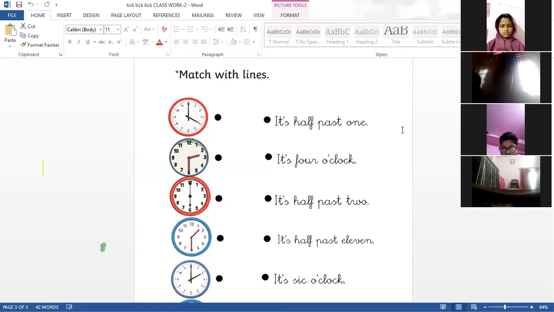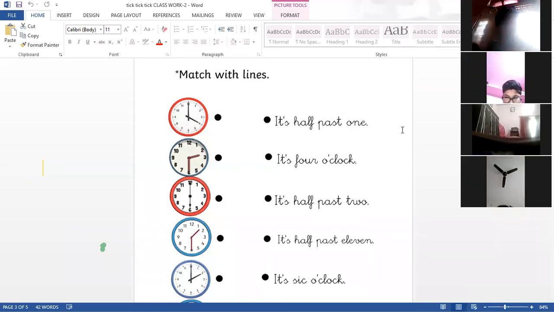See, 2:30, between 2 o'clock and 3 o'clock, 30 minutes. So half of the time is completed. We can also write this as half past 2. Half past 2 means half an hour completed after 2 o'clock. That is the meaning of this.